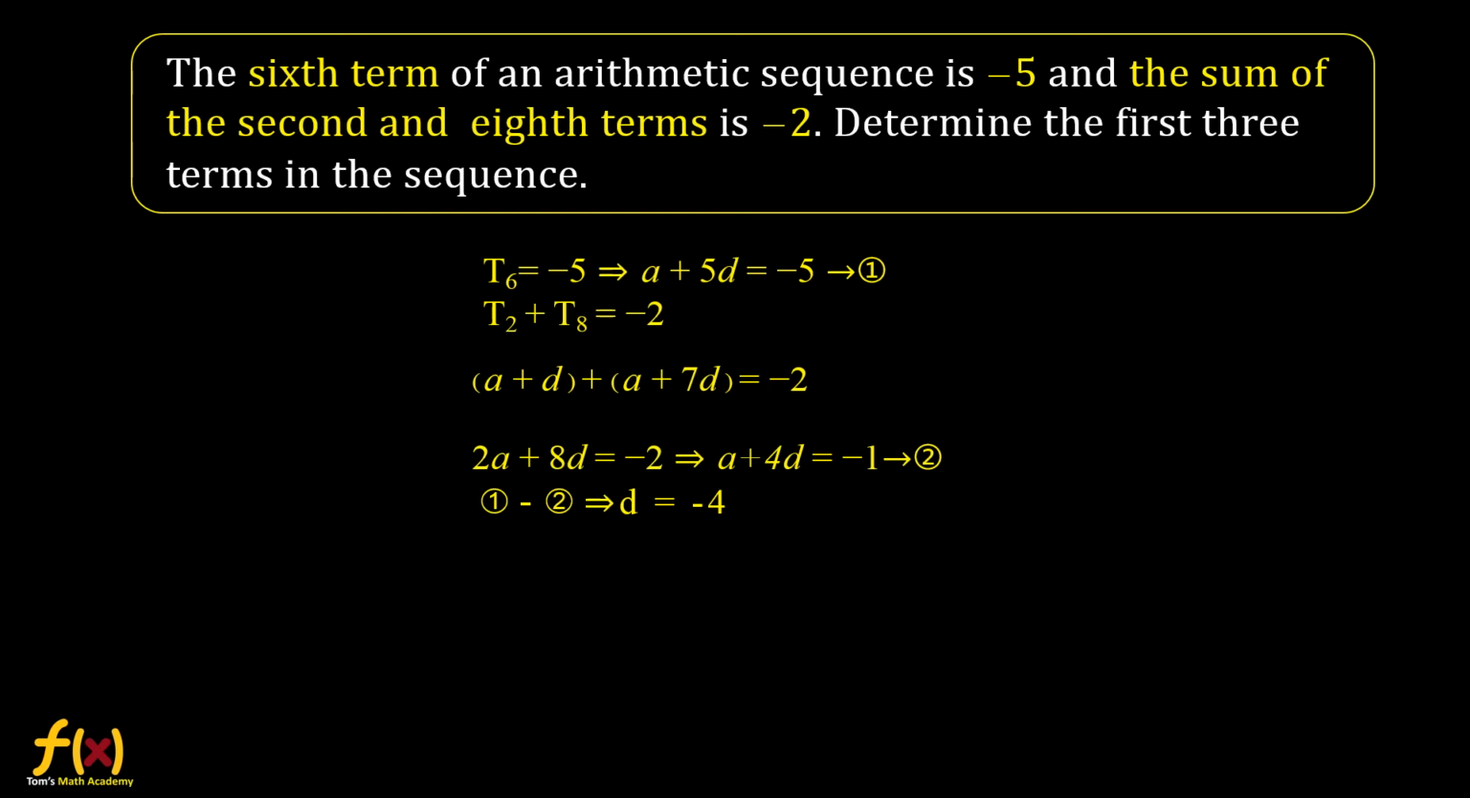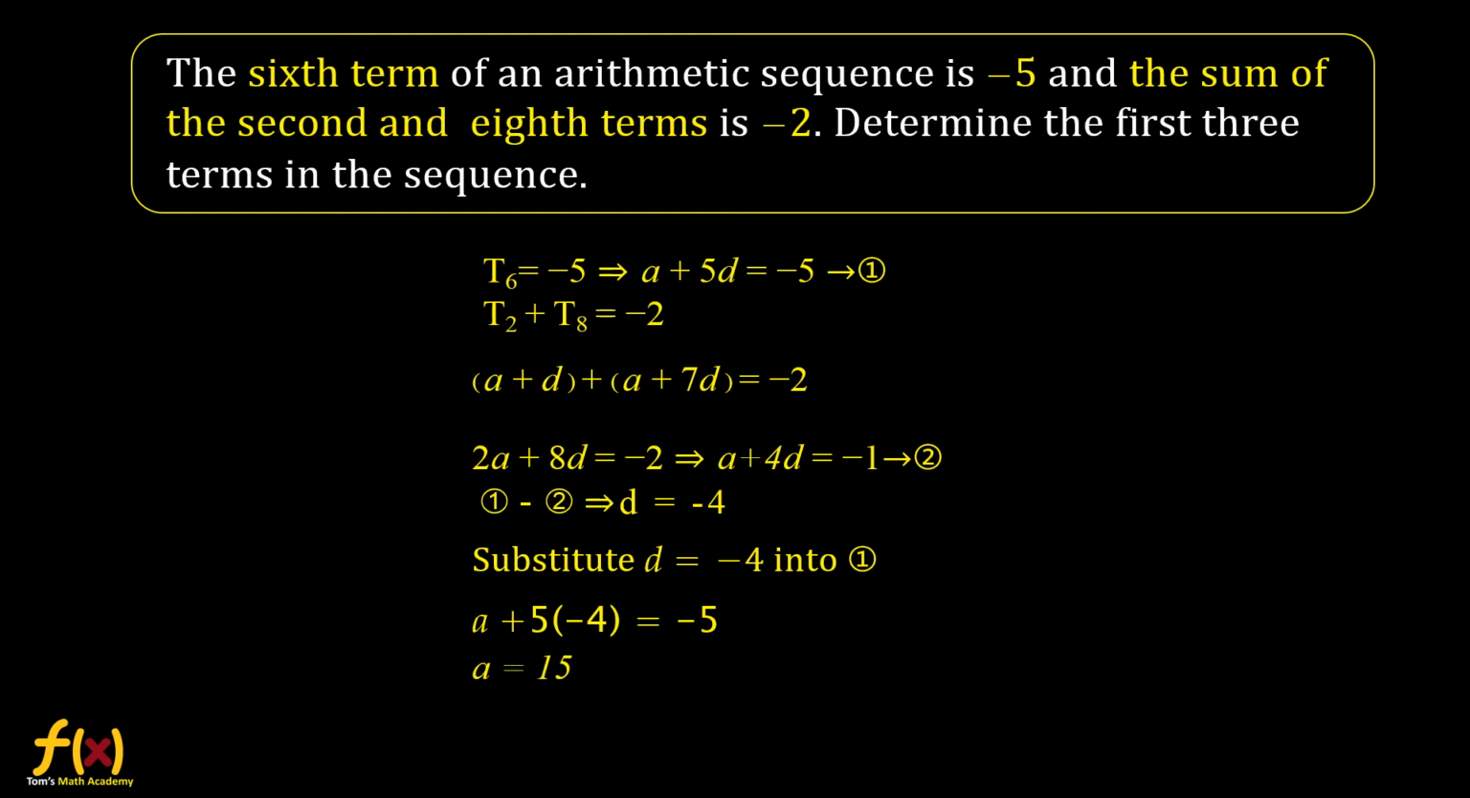Now equation number 1 minus equation number 2, solving the two equations in a and d simultaneously. 1 minus 2, 5d minus 4d gives us d equal to negative 4. Minus 5 minus of minus 1 gives us minus 4. So we got d. Now we go for a. We substitute d equal to minus 4 into equation number 1 and we get a equal to 15.